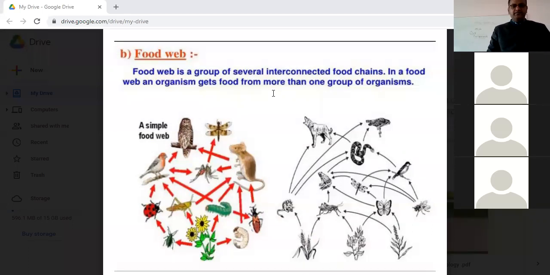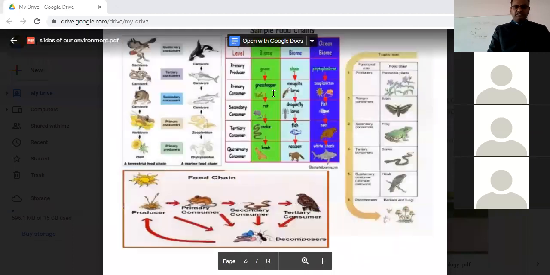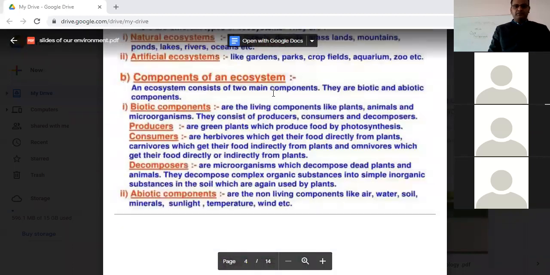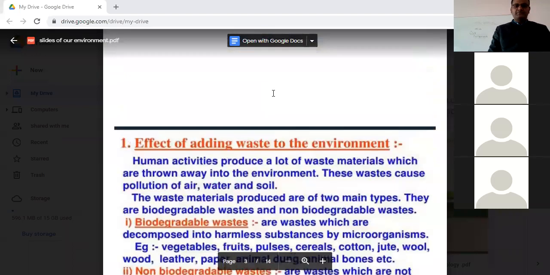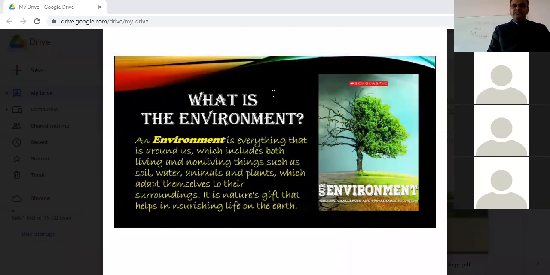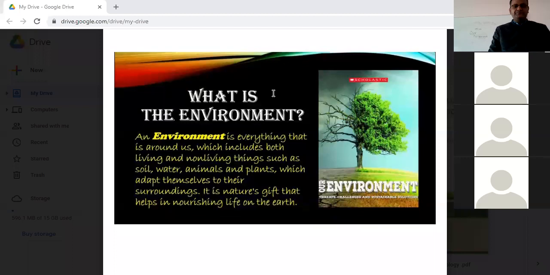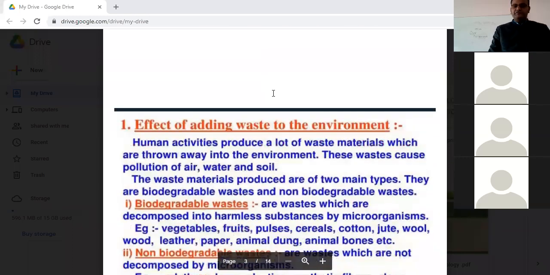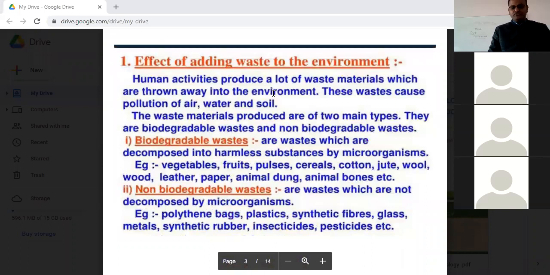Yes. So again, let me rediscuss from the beginning. In this chapter, students, we have done what is an environment: anything surrounding us is called environment. If we are talking about the effect of adding waste, first we have to classify the waste into biodegradable and non-biodegradable. Those wastes which can be decomposed by biological organisms or microorganisms are called biodegradable waste, and those which cannot be decomposed are non-biodegradable waste.